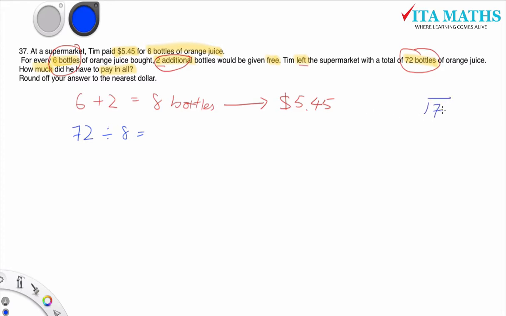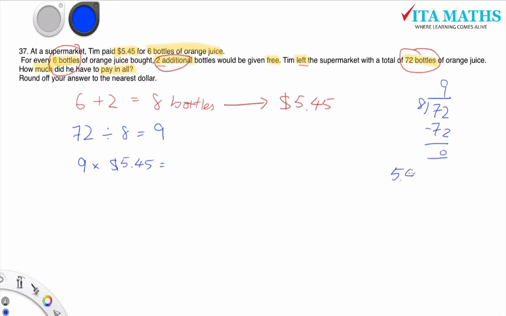If you can't do your mental sum here, what is this? 9. 72 divided by 8 equals 9. So it's a total of 9 sets. And how much does each set cost? Each 6 bottles will cost $5.45. So he bought 9 groups of this. That's why you need to take 9 multiplied by $5.45. That will be how much you have to pay in all.